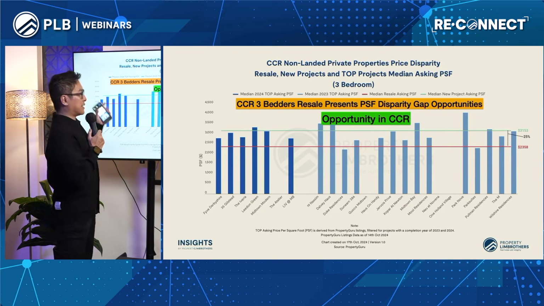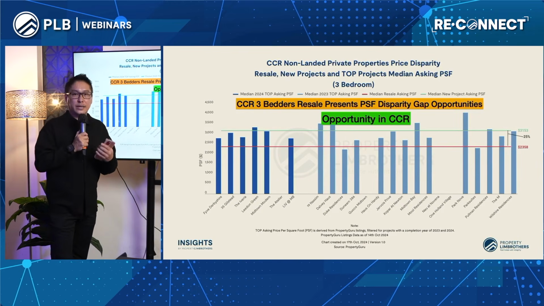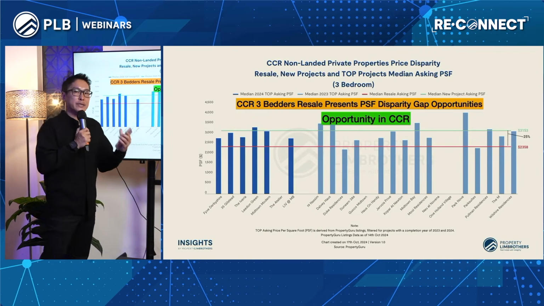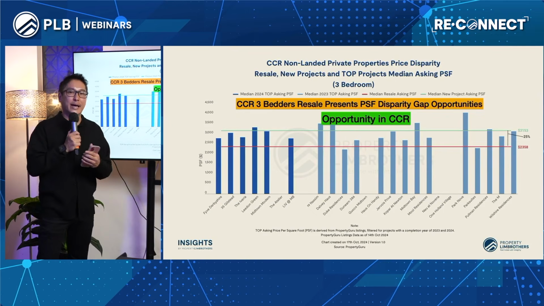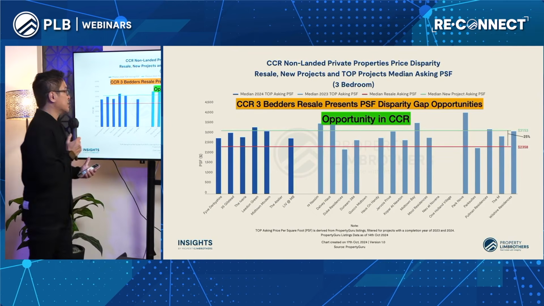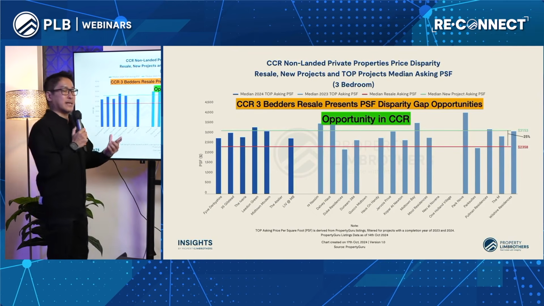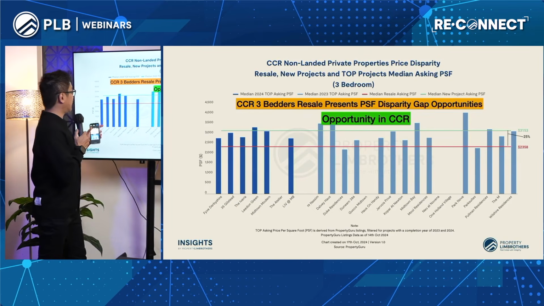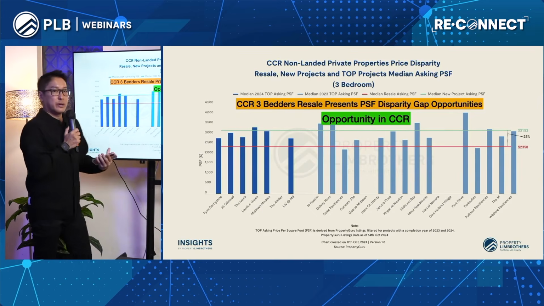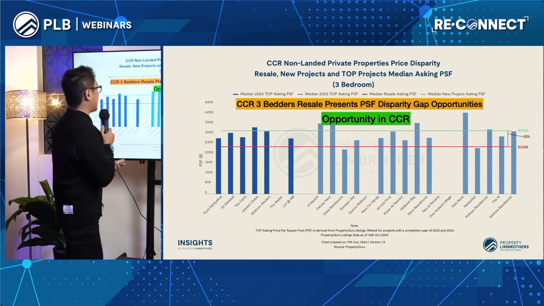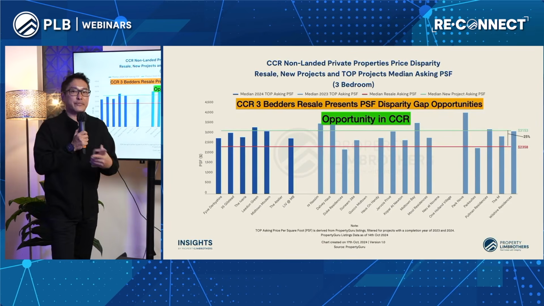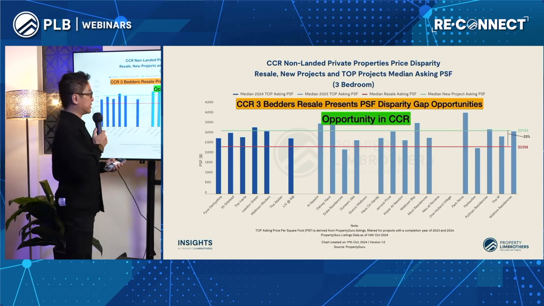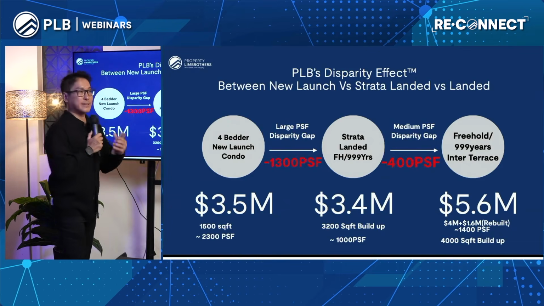And of course, now there's a lot of discussion of whether the CCR region has an opportunity at this present moment, because of the higher prices in the RCR region and the OCR region, all right? So the CCR region would definitely present a better opportunity. For the 3-bedrooms, if you look at the resale market, it's hovering about $2,300 to $2,500, right? For the new launch, it's above $3,000. So the price disparity is about 25%. So is there an opportunity over here? If you look at it deeper, definitely there will be an opportunity.